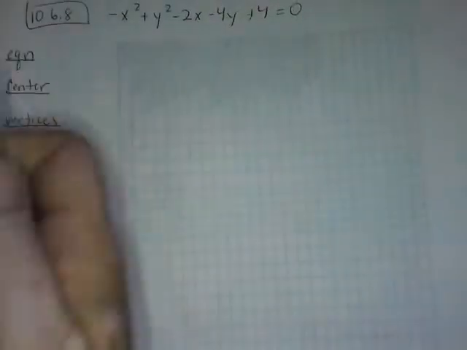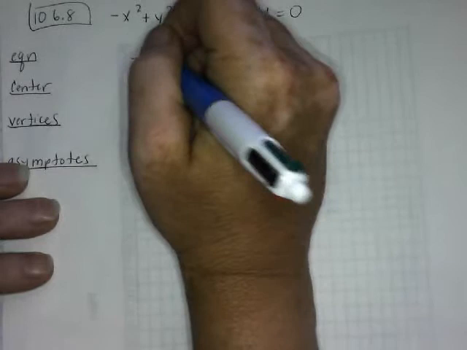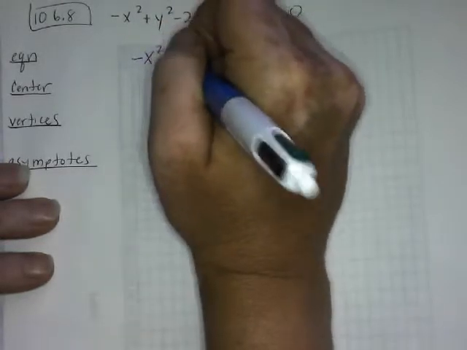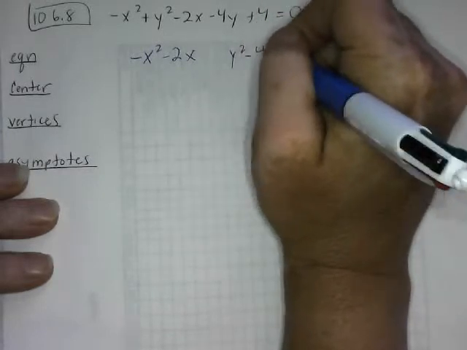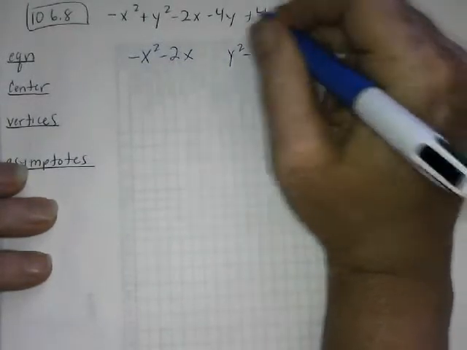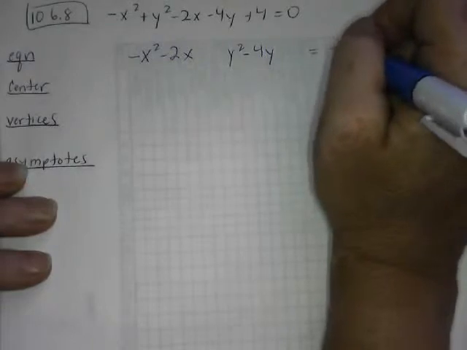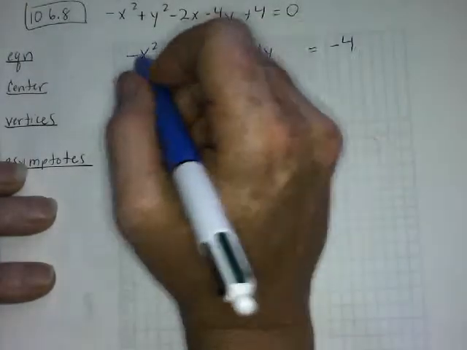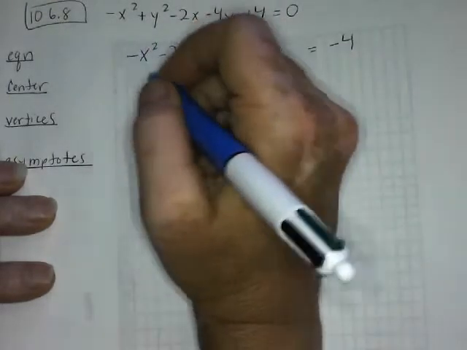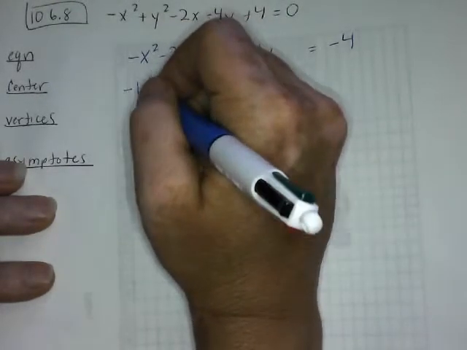So you want to start out by kind of completing the square. Leave room for the complete the square number. Bring the constant to the other side, so now that'll be -4 over there. Okay, I'm going to factor out a -1 here because I don't want a coefficient on my x squared.